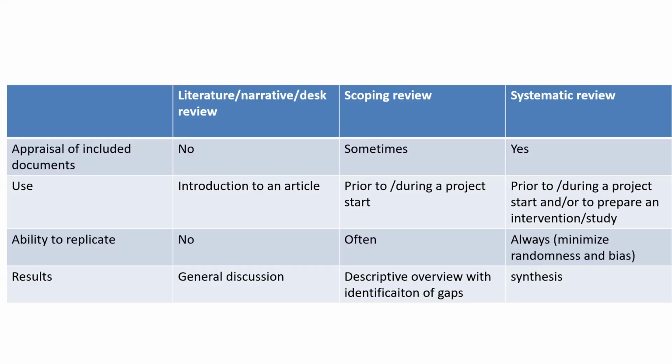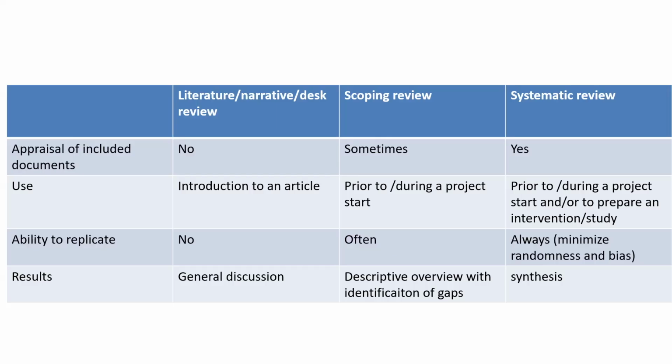Then use, I think we discussed that in our earlier discussion, where to use these kinds of reviews. Literature review: introduction to an article you want to discuss. Scoping review: prior to, during, or at the start of the project. And systematic review when you have a particular question. Like in many of my projects, we use a systematic review to see how to best design a particular intervention for a particular disease or condition. It's too specific.